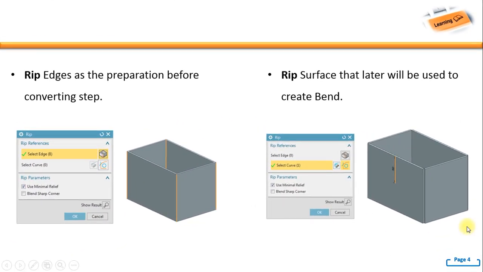And then as a preparation before the converting step, we use the rip command to rip all these edges, these 4 edges, the outer edges. After we ripped all the edges, we create a rip at the middle of this face, so it will create some kind of a small cutout.